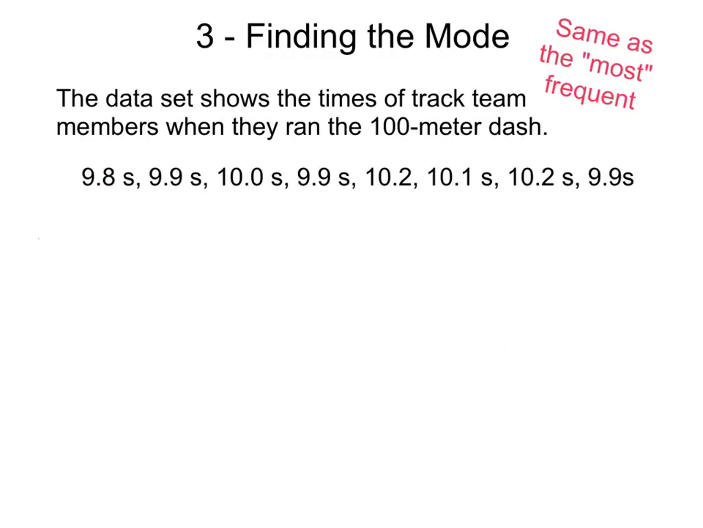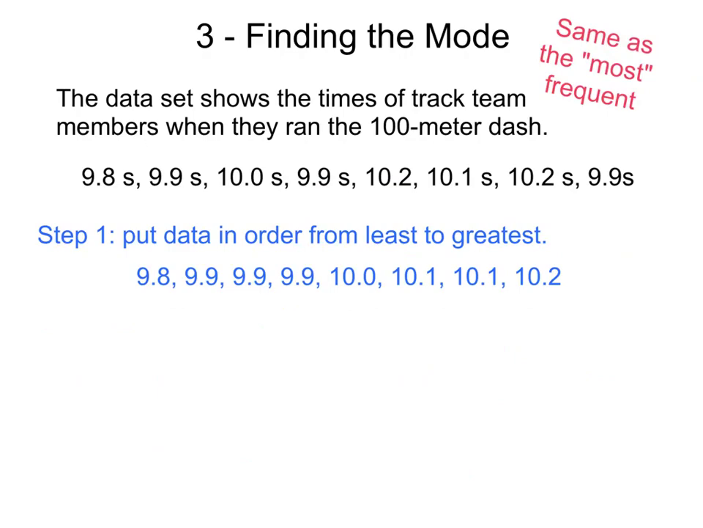Last but not least, one of the easier ways to summarize data is finding the mode. Another way we could talk about this is finding the most frequent. So when we're looking at our data, this gives us the times of different track team members when they ran the 100-meter dash. Now we have 9.8 seconds, 9.9, 10, 9.9, 10.2, and so on. If we want to organize this data, the first thing we want to do is put it in order from least to greatest.